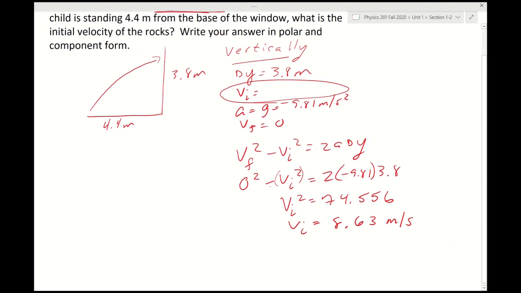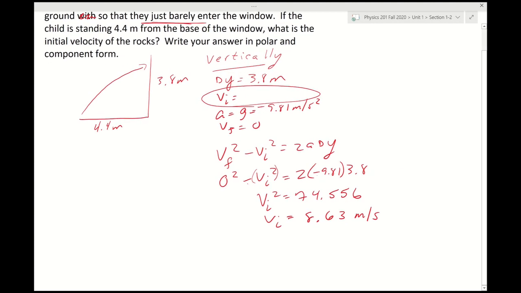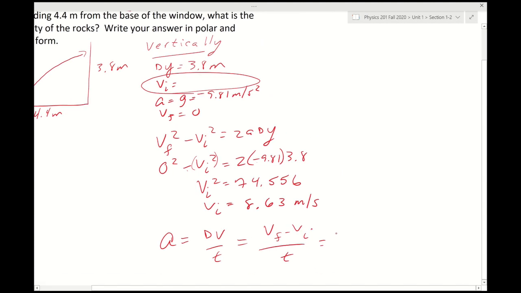We still don't have our time. Now we have two options here. We can go back to the definition of acceleration, or we could go back to the displacement under accelerated motion. I'm just going to go to the definition of acceleration. Acceleration is delta V over t, which is Vf minus Vi over t. Now I know my acceleration is a negative 9.81. I know my final velocity is 0 and my initial is 8.63. And I don't know my time. I'm looking for my time.